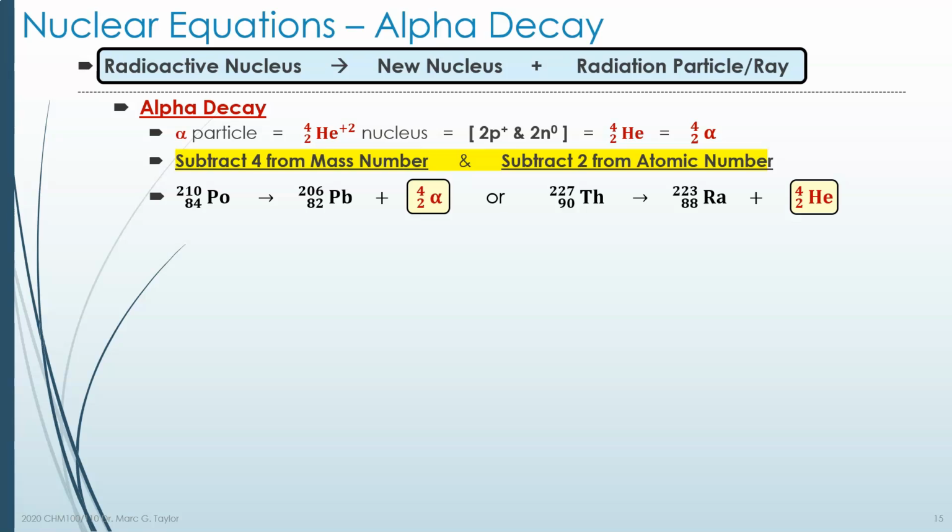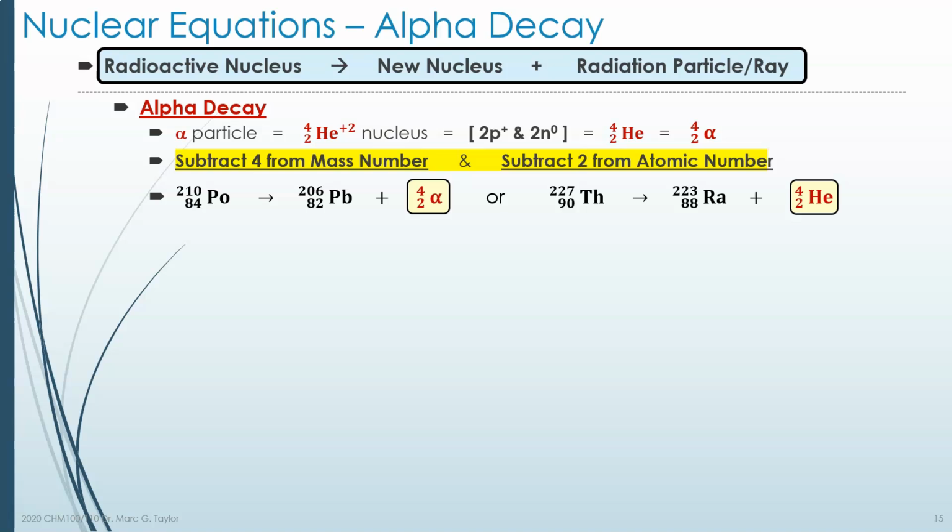helium 4 nucleus. So you see that the polonium 210, you remove 4 from the 210 to get 206, and you remove 2 from the 84, because remember, you're removing 2 protons, so 84 becomes 82, and you're removing 2 protons and 2 neutrons, so the 210 is dropped down to 206. You've lost 4.